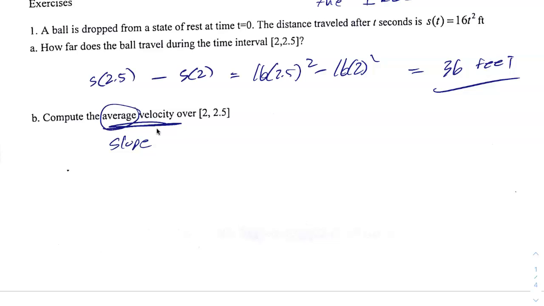How do you get velocity? You take the derivative of position. So we're just taking a crappy derivative. So we're going to do the slope equation: 2.5 minus 2, and then s of 2.5 minus s of 2, right? Just normal slope.